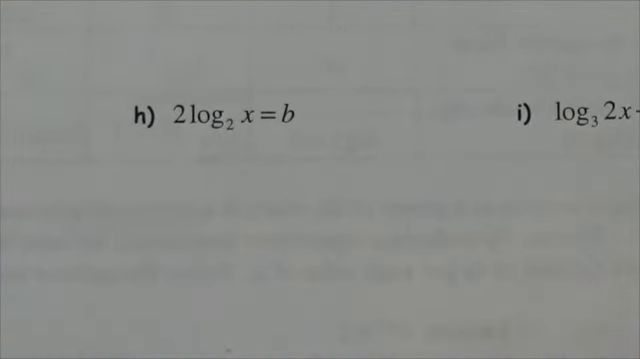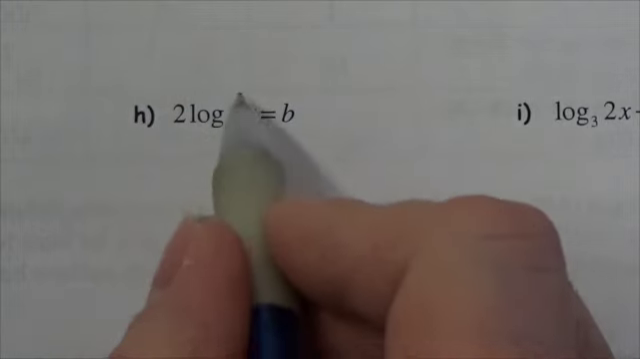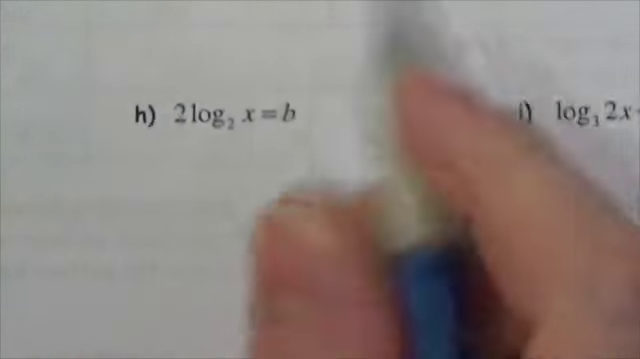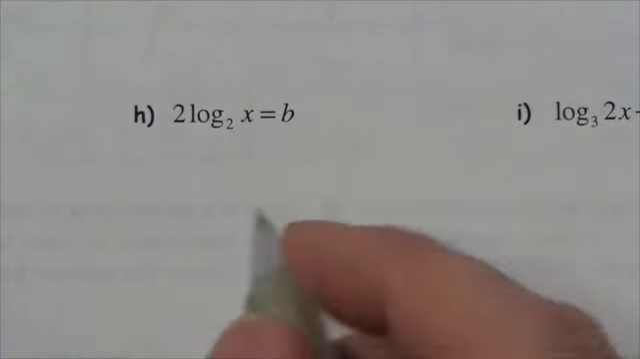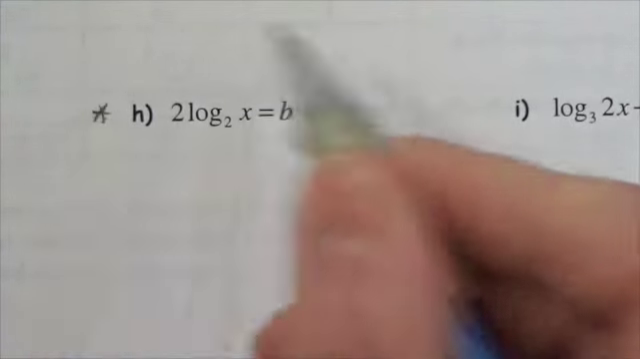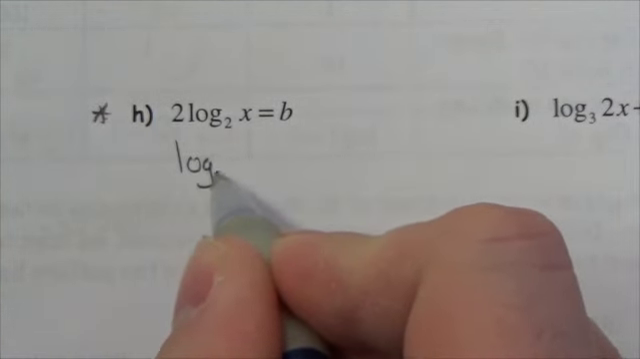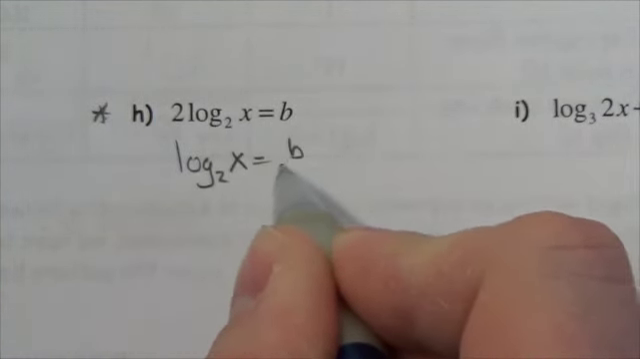Now here's the first one that's a little bit different. The logarithm isn't by itself on that side. It's got a coefficient here. The first thing I've got to do is deal with that coefficient. So this is an exceptional problem. So the log base 2 of x has got to equal b over 2.